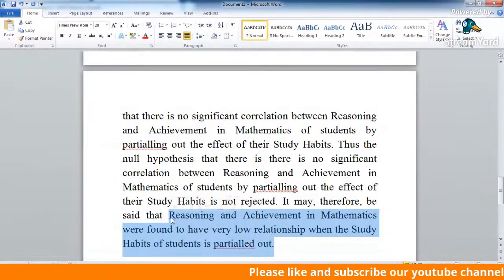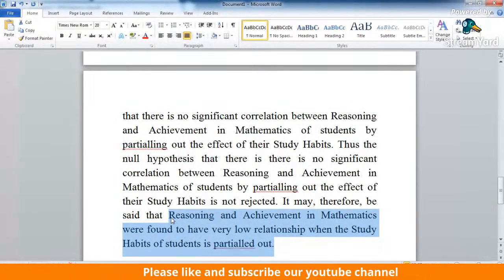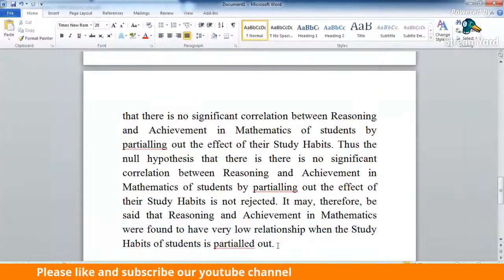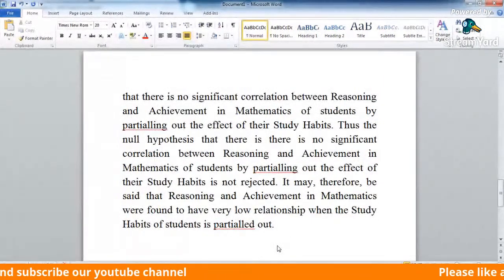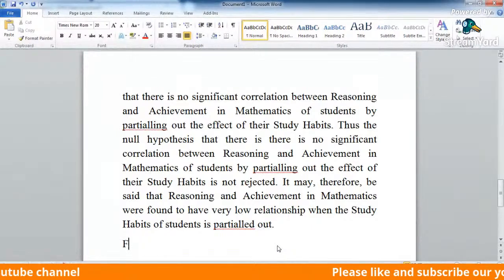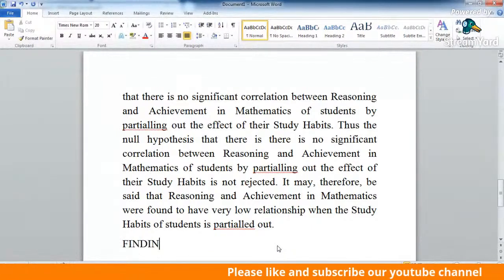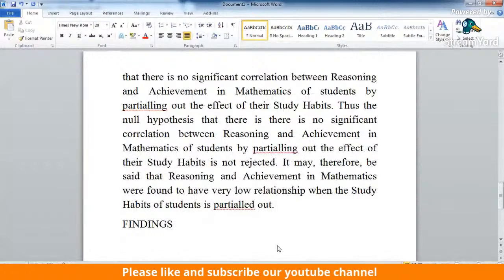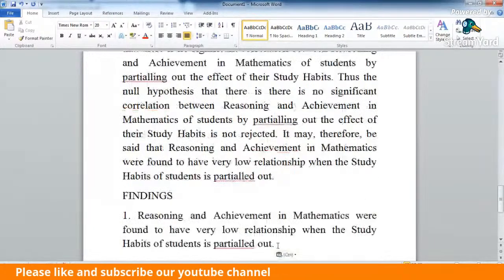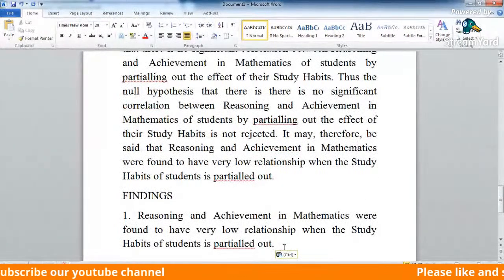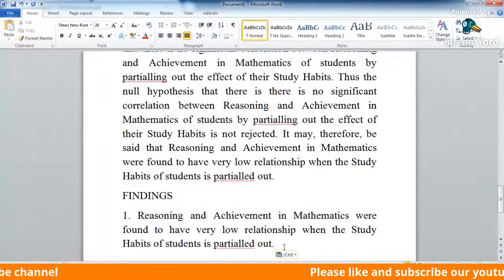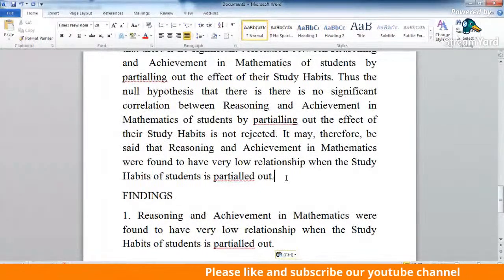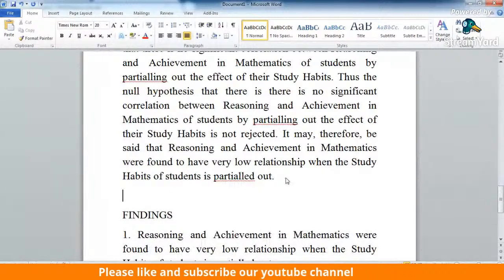Now, this becomes your finding. So if you want, I can write here, finding. And here, the first finding is this. So this is how your finding also you can write. Okay. Now let us proceed further.